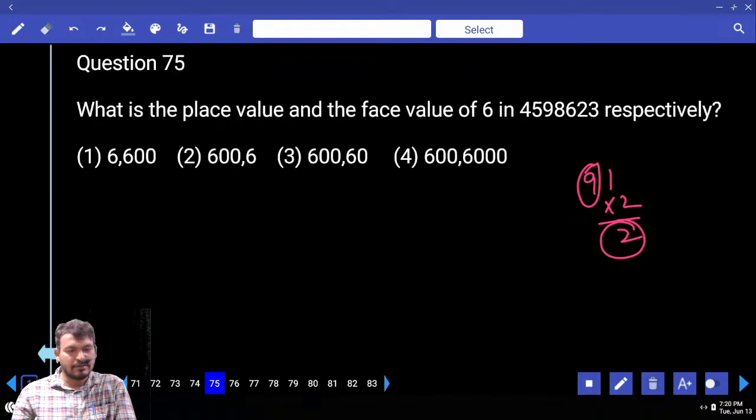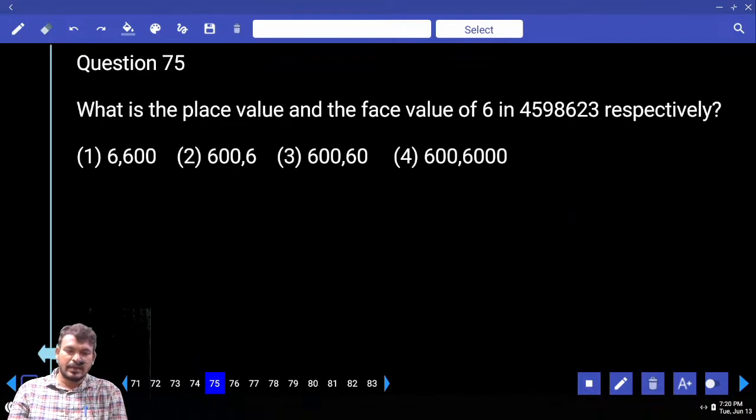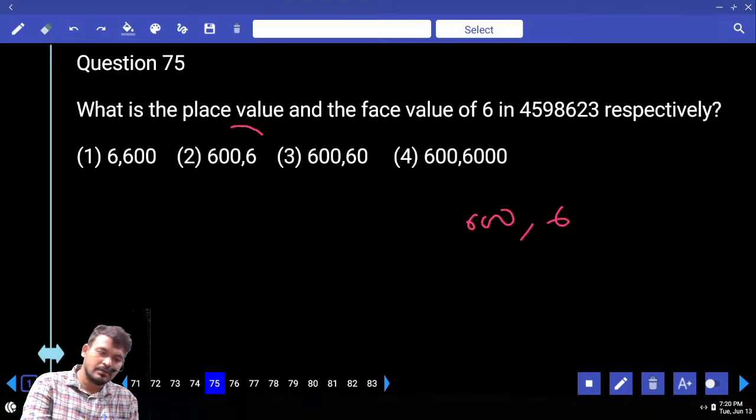Next question, number 75. What is the place value and face value of 6? What is the place value? 600. What is the face value? 6. What is the answer? Second option.